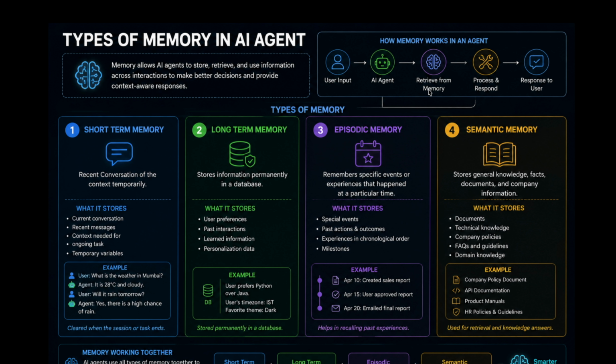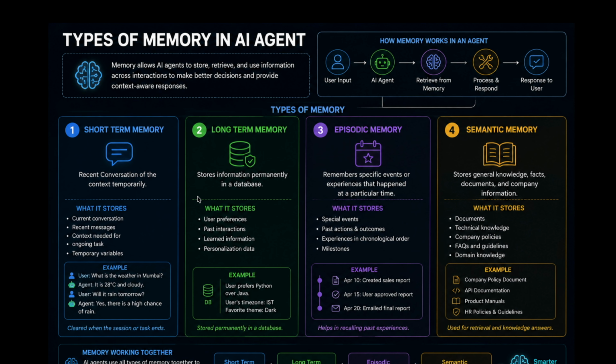Based on that memory only, it will take a specific action and it will make a specific decision also. How the memory works is, whenever a user input comes to the AI agent, then this AI agent will go and retrieve the information from the memory. It could be a database, a file, or it could be anything. From that memory, whatever it gets, it will process, and based on that it will respond to the user, and this acts as a loop. So now we have understood about the memory. Now what are the different types of memory which we have in the AI agent?